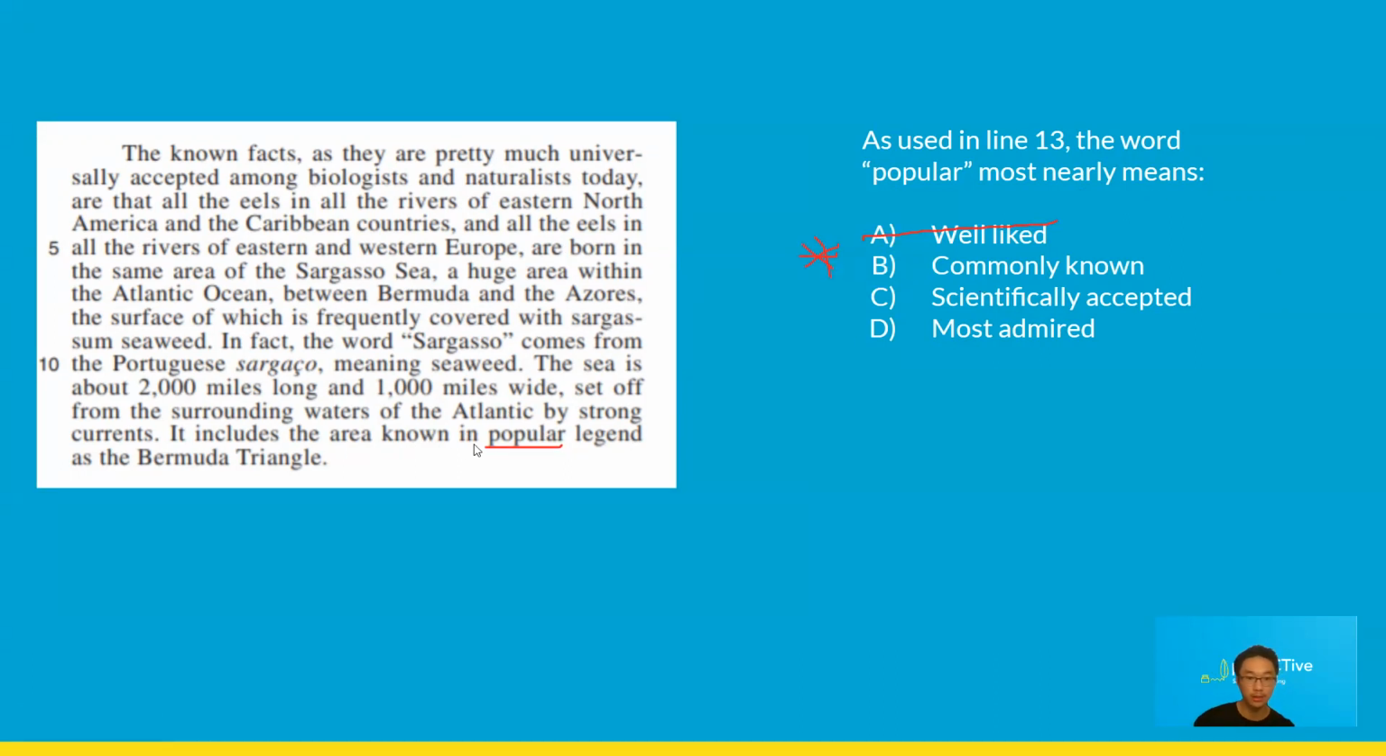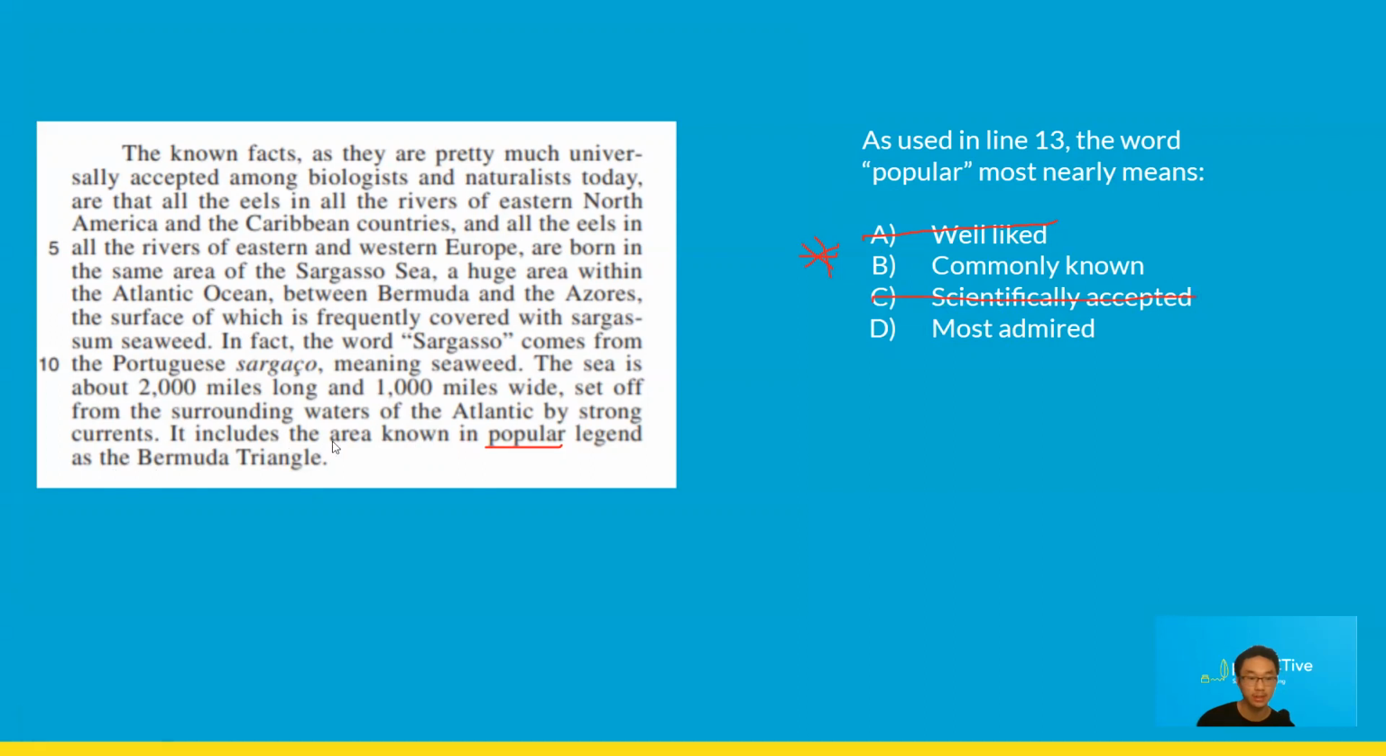This includes the area known in scientifically accepted legend as the Bermuda Triangle. That doesn't really make sense because scientifically accepted and legend is kind of an oxymoron. Like these two things are contrasting. Scientific stuff is based on facts and legends are, well, you know, they're legends, they're fiction, right? So C is incorrect. We can eliminate that.